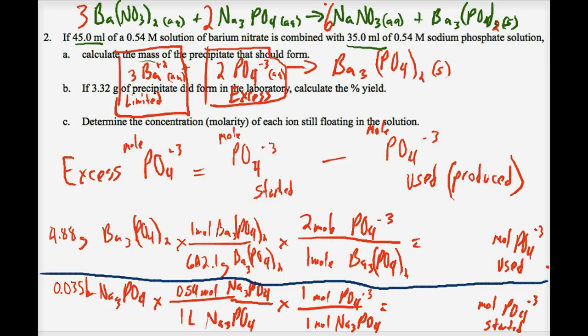Instead of pausing, I'll let you hear me calculate this. 4.88 divided by 602.1 times 2. All right, when I did that, I come up with the answer of 0.0162, 3 sig figs. On the flip side, 0.035 times 0.54, I get an answer of 0.0189.